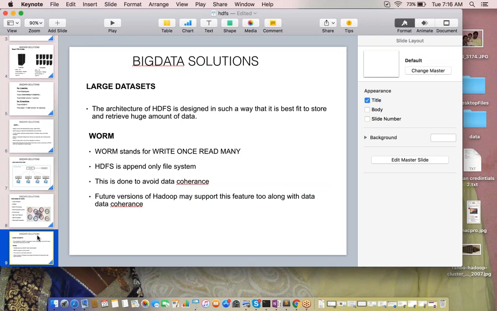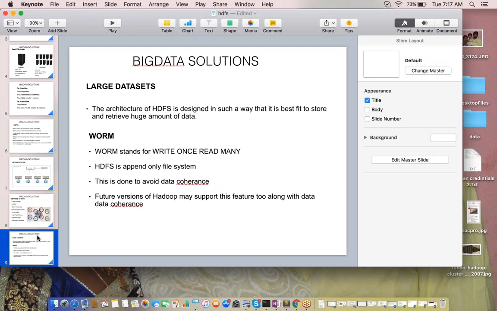HDFS has been designed to store a large amount of data. As we see, Hadoop is a solution to the big data problem. It is not a solution to the small data problem. Hadoop was invented for solving the big data problem, where we have big data that we are not able to process using the traditional approach. That problem we will solve using Hadoop.